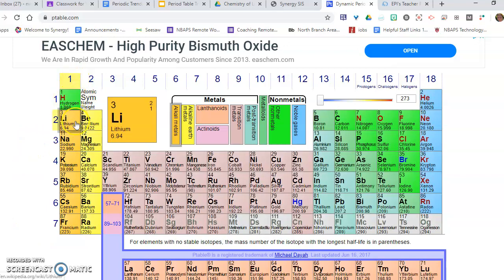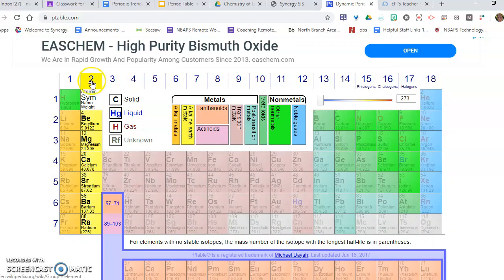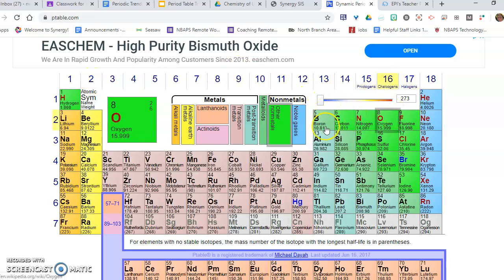And again, these all react similarly because they all have the same number of valence electrons in each group. Okay, your alkali metals act similarly because they all have 1. Your alkaline earth metals have 2, so they react in similar ways, and so forth.